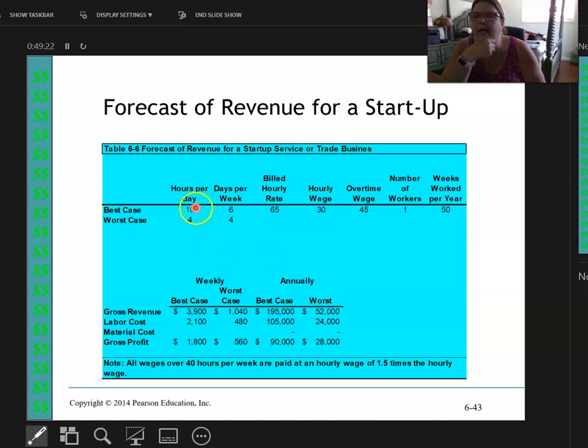So we need to know how many hours per day we're going to work. 10 is the best, 4 is the worst. How many days per week? 6 is the best, 4 is the worst. How much I'm going to pay per hour. This is what I'm billing the customer, but this is what it's going to cost me. If I have overtime, this is what it costs me. Here's how many workers I'm going to have and how many weeks they're going to work per year. And so then I'll figure out how much profit, best case and worst case weekly, and then multiply it by 50 to get annually, okay?